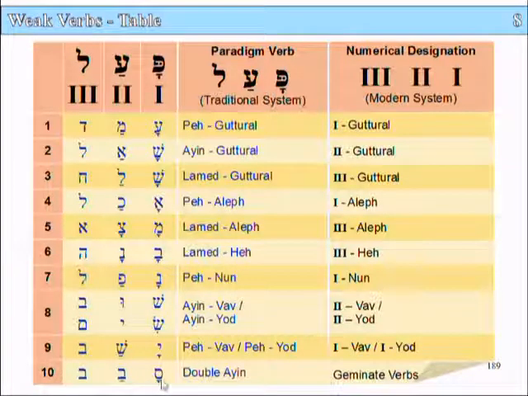And this one here has two identical letters in the second and third position. So that's called a double ayin verb or geminate verb. And we have these ones here: pay aleph, lamed aleph, and lamed hay. So there's a table for each one of these. This is just a useful classification, and each table associated with these will show all the different vowel changes for any of the verbs in this classification.